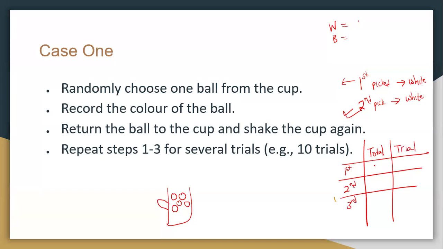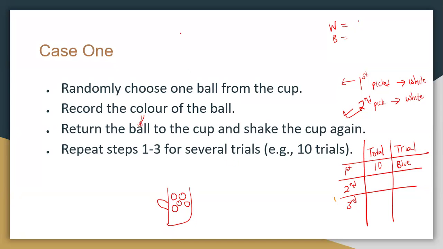So first, how many balls do we have? We have returned all our balls. So how many balls shall we have in our cup? 10. So here we have 10. So I am picking from the cup. Here, I have picked a blue. But the instruction for case one is that you return the ball inside. So I've put back my ball.